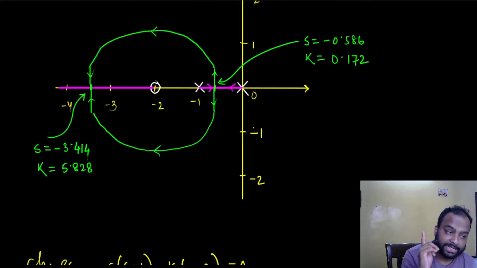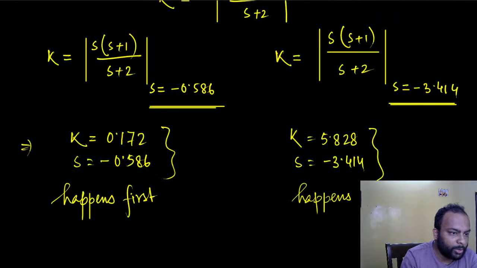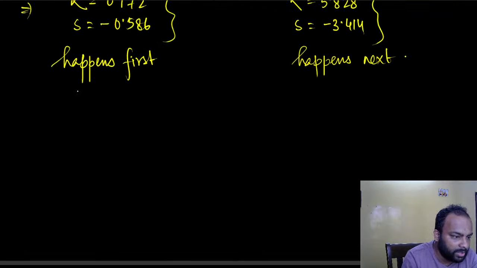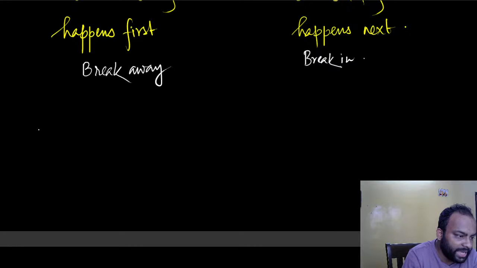But to ensure that there is no other possible construction of the root locus, let's figure out the j omega axis crossing by using rule number 4. So let's apply the j omega axis crossing rule. So this is a breakaway point, and this is break-in. Okay, let's apply rule number 4. So j omega axis crossing. I would write possible j omega axis crossing.